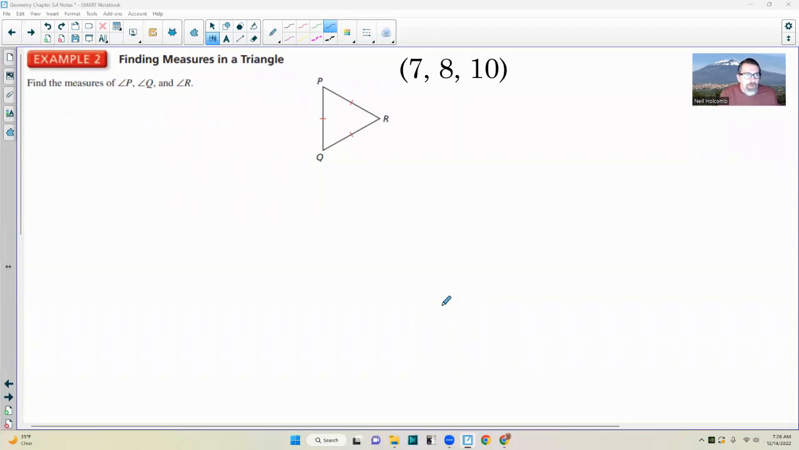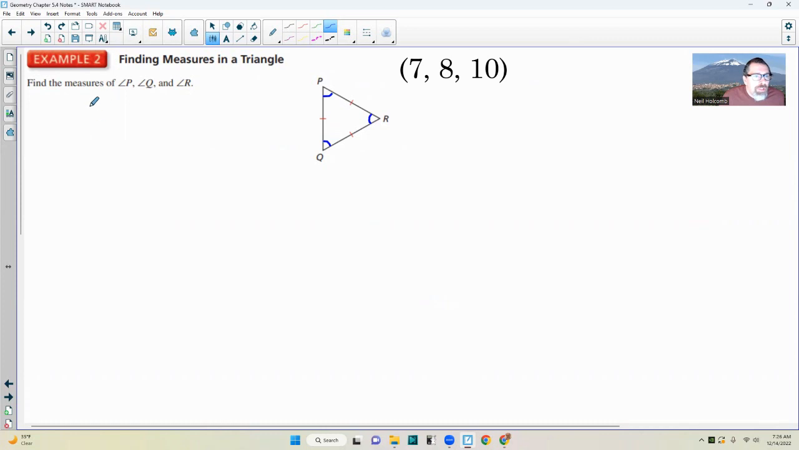All right, here's example 2. It says find the measure of all three angles. Okay, so here's what we're going to do. We have an equilateral triangle. Okay, all three sides are marked congruent. We can conclude from that all three angles are congruent. So equilateral triangles are equiangular.